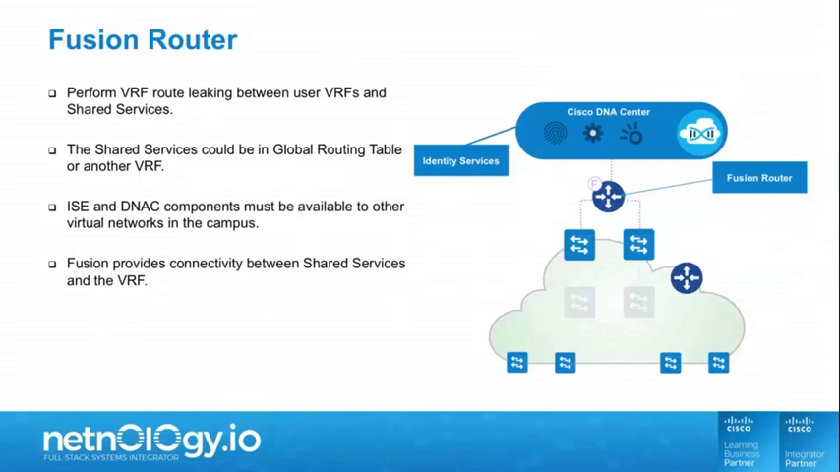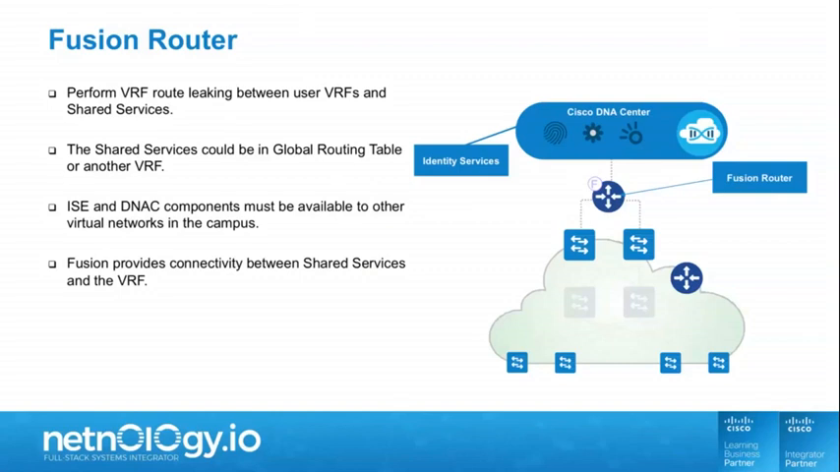Fusion router. The router in the top center in dark blue is the fusion router. Now, what is a fusion router? A fusion router is just a router that is sitting north of the fabric. What is its role? What is the fusion router doing?